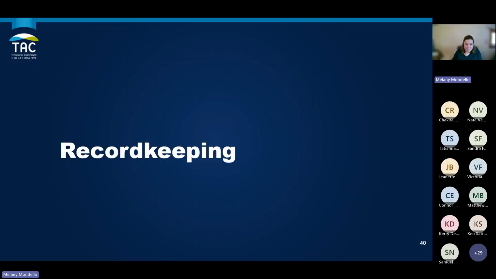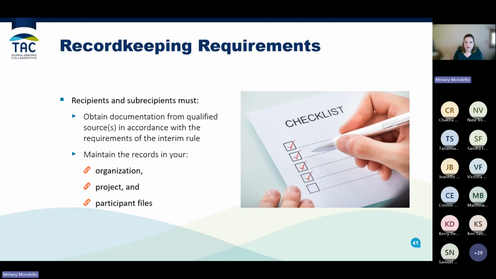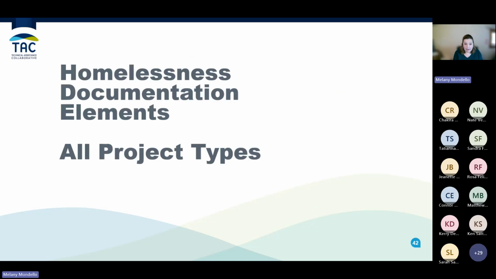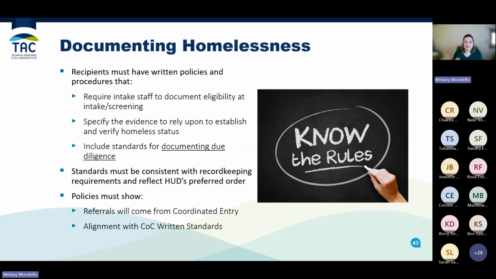Okay, everyone, I hope everybody is back. We are now going to talk about the record keeping portion of the homeless standards. Overall, if you're running a Continuum of Care or ESG program, you have a lot of documentation requirements. Your organization has to have records about your application, what you promised you would do, and your policies around finances and security. Your project has a file about how you're spending money and what your staffing is, and then you have your participant files. We are going to be talking today about the participant files and specifically documenting homelessness within those files.